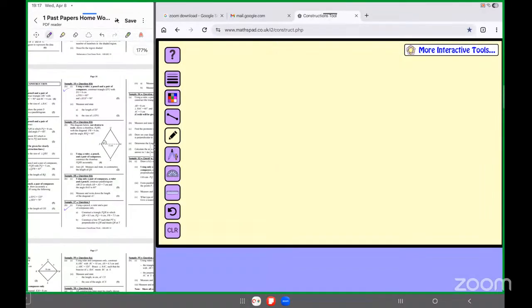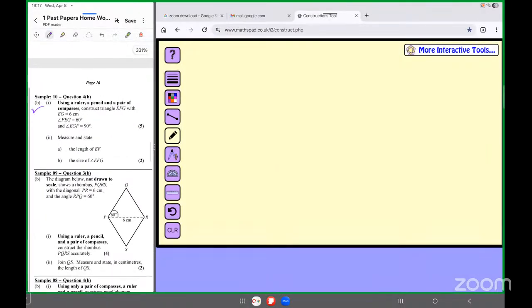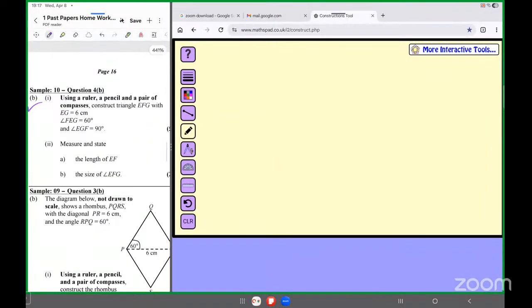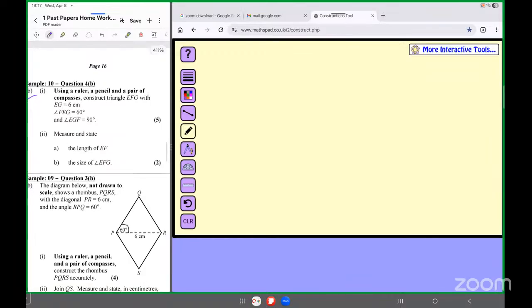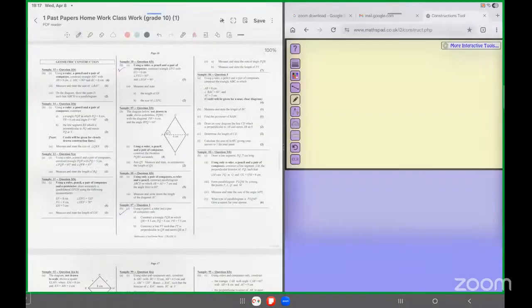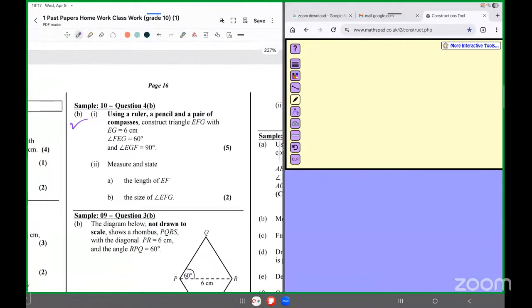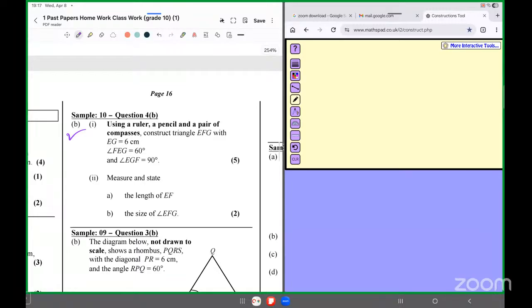All right. So a little tip I like to give students when you're doing these questions: sketch it first and then you construct. So you read the information that they want, you sketch it out roughly, and then you construct it. If we're to sketch this out, they want us to construct a triangle EFG. EG must be 6.